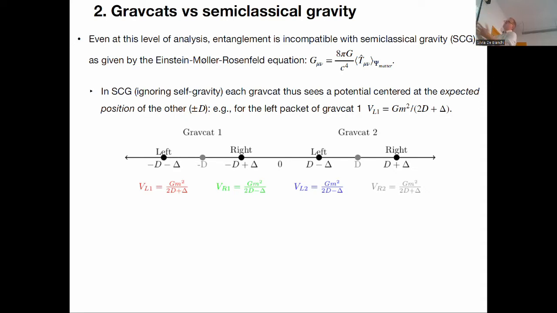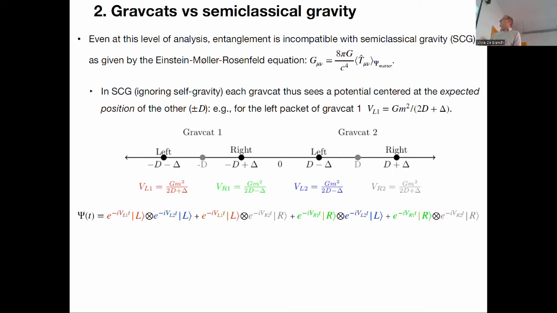I'll just show you this in a very naive way of thinking it through. There's just one potential. I'm going to think of GravCat 1: the potential that it sees just depends on the expected position of GravCat 2. Whenever I'm on the left, I'm 2d plus delta away from the expected position of GravCat 2, namely in the middle. And it doesn't care whether GravCat 2 is actually in the superposition, whether it's actually on the left or on the right. So every time I see a left GravCat 1, I'm going to get this. Every time I see a right GravCat 1, I'm going to see this, because all I care about is how far I am from the expected position, and vice versa for GravCat 2.